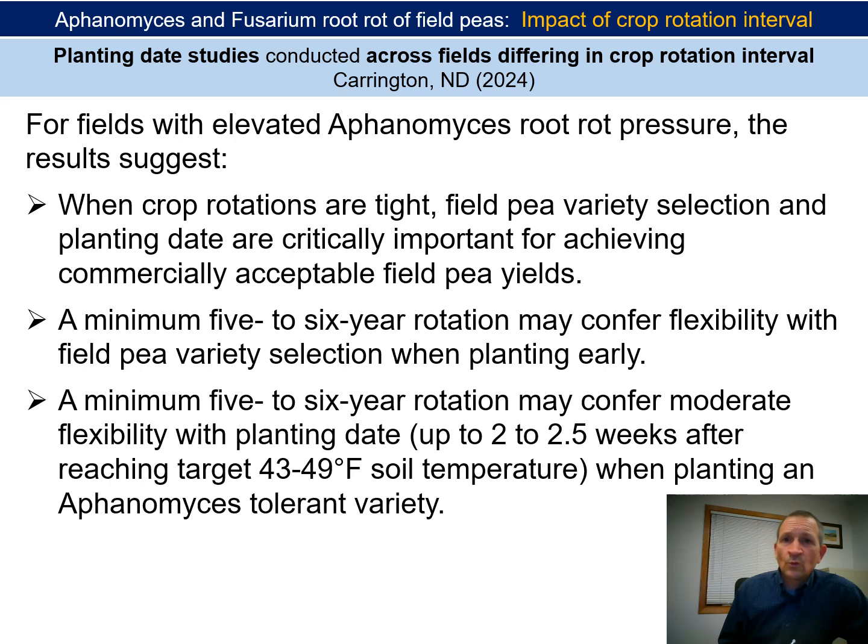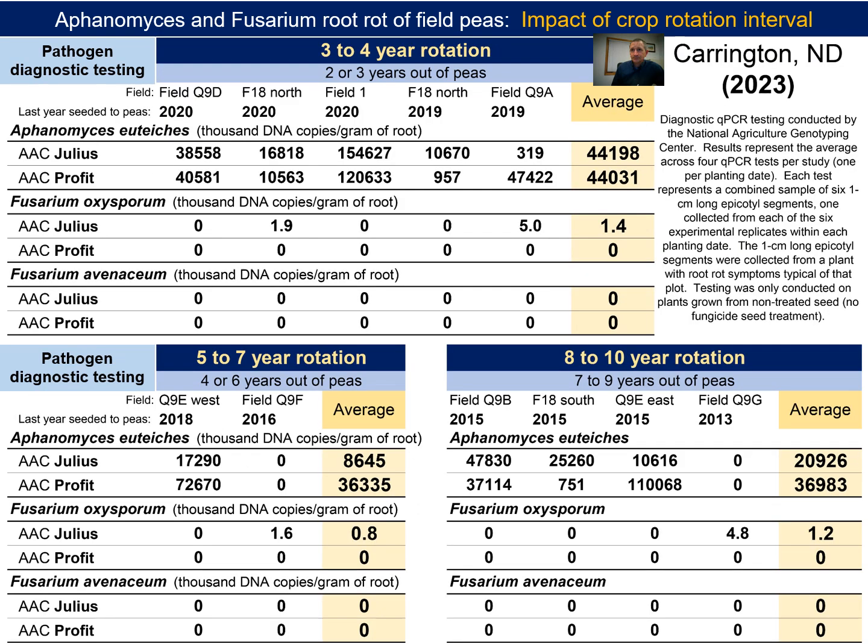So what, in conclusion, have we learned here? It looks like crop rotation interval really helps us, but mostly by giving us more flexibility relative to planting date or field pea variety selection. It looks like we might be able to get away with a tight crop rotation interval if we're very judicious about what variety we plant and we make sure we get it in at the optimal soil temperature.